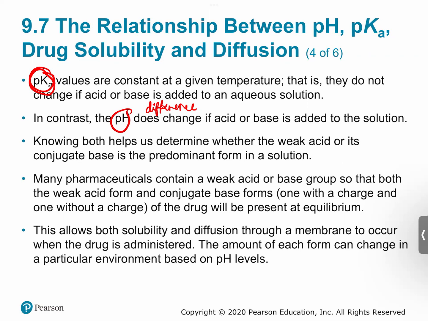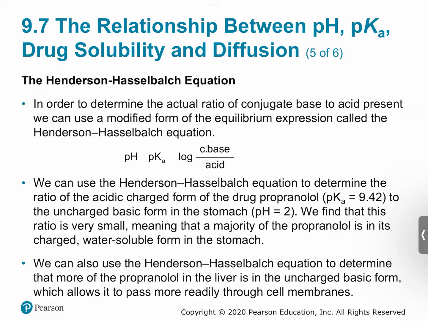So the amount of each form is going to depend on the pH levels that that drug's going to be in. So whenever designing a drug, you have to keep in mind what sort of pH environments that compound will be passing through, and they can design the drug with that information in mind. Okay.